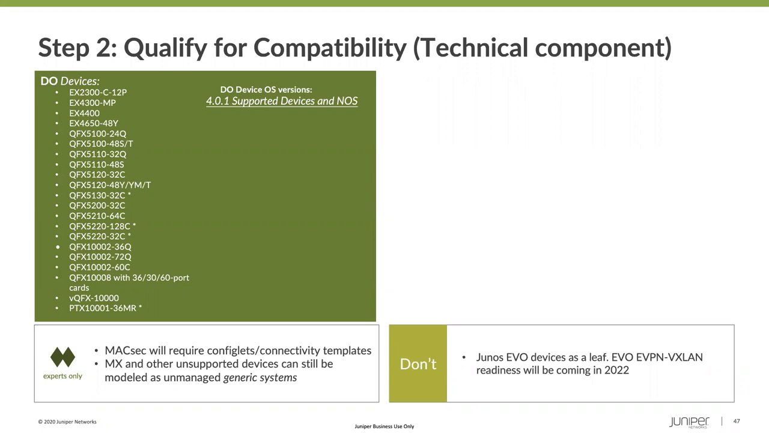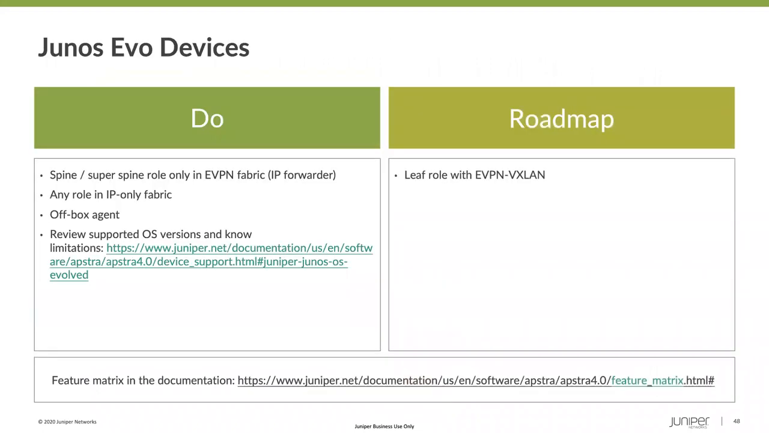So what next then? Well, the last thing is on the EVO, which is maybe not so common yet, but we can use it like a spine or a super spine, and of course in any IP-only role. Of course, as mentioned in the previous slide, we don't have the EVPN VXLAN support yet, so that would be, as mentioned, in 2022.